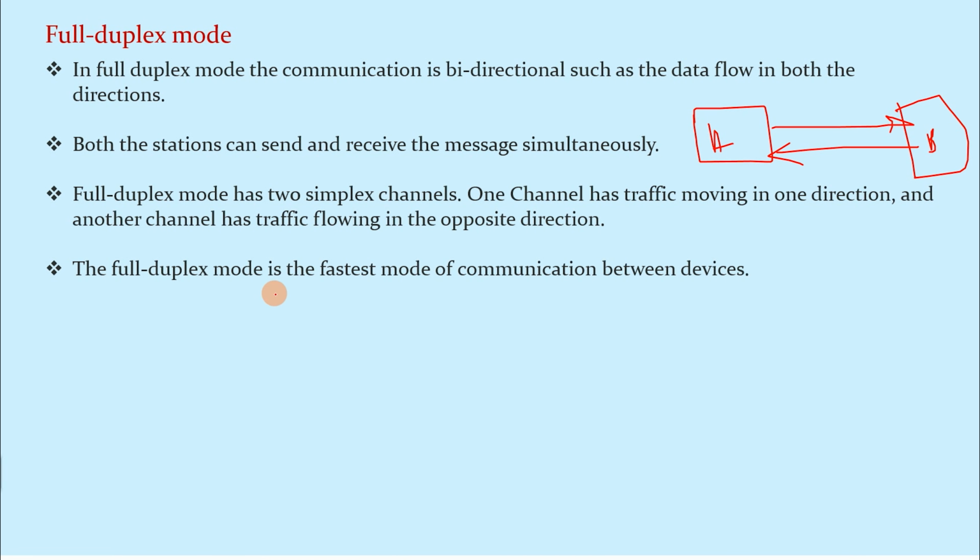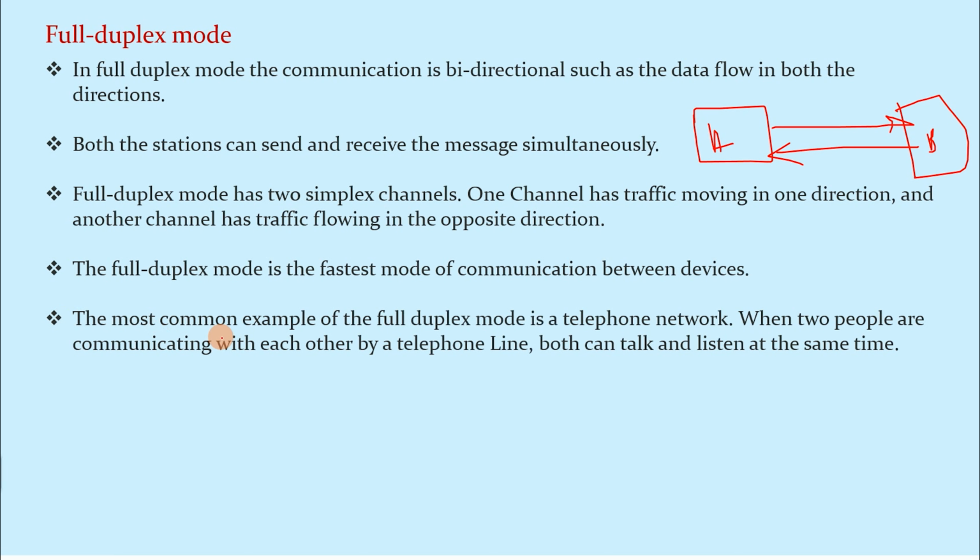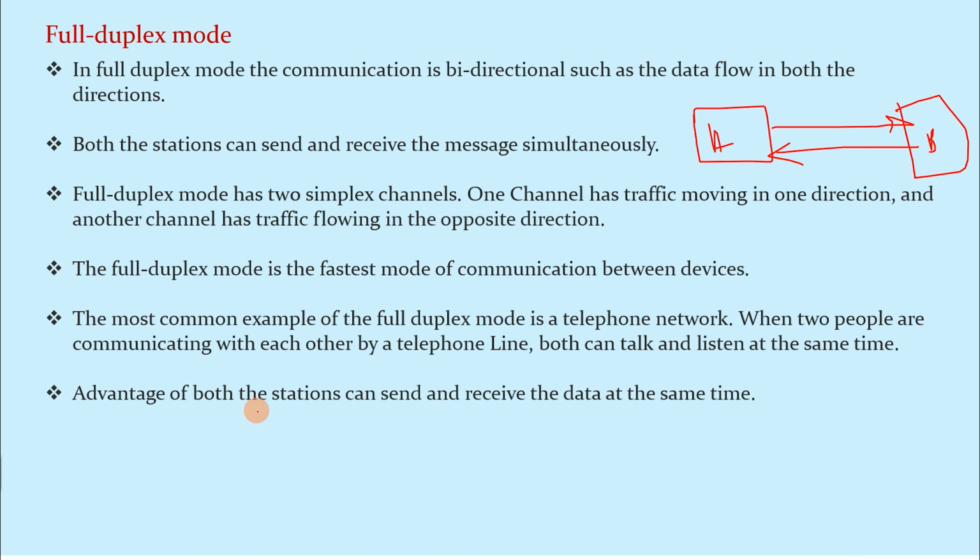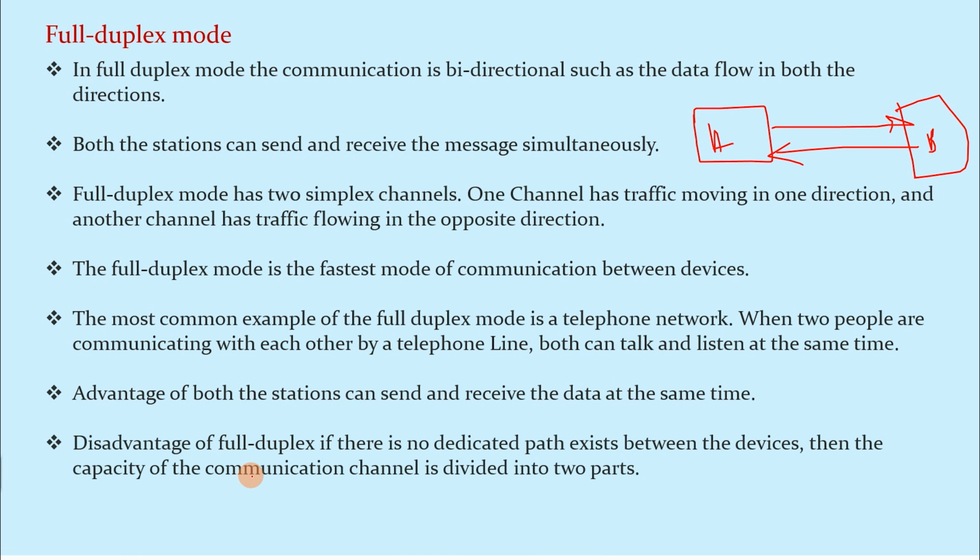Full duplex mode is the fastest mode of communication between devices because it doesn't need to wait. Whether the message sent by A has been transmitted or not, B can still send a message. The most common example of full duplex mode is a telephone network. When two people are communicating with each other by a telephone line, both can talk and listen at the same time. The advantage is that both stations can send and receive data at the same time.